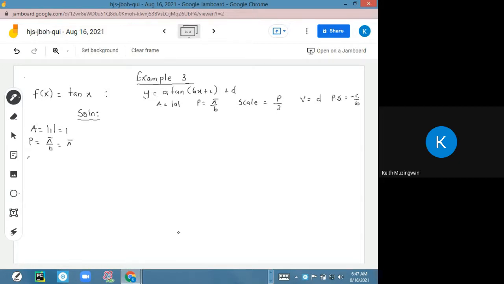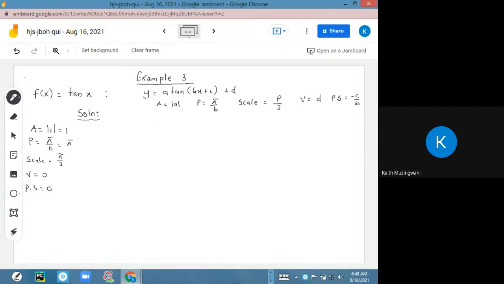We need to have the scale pi over 2, since we said period over 2. And then we need to have the vertical shift. In this case, it's 0. We need to have the phase shift. It's 0. And then have the sketch.